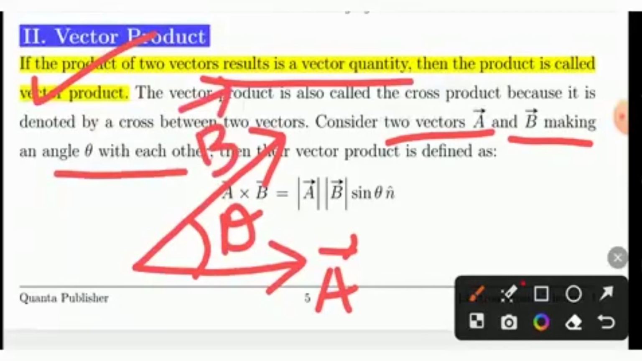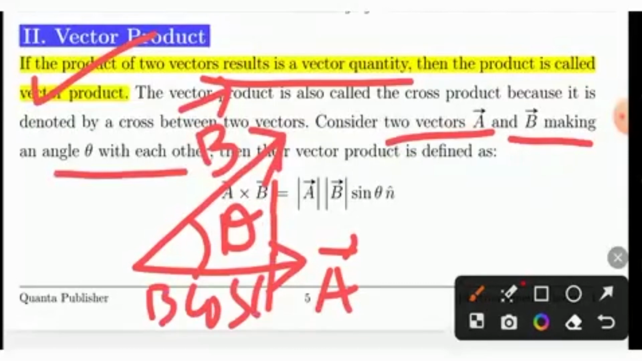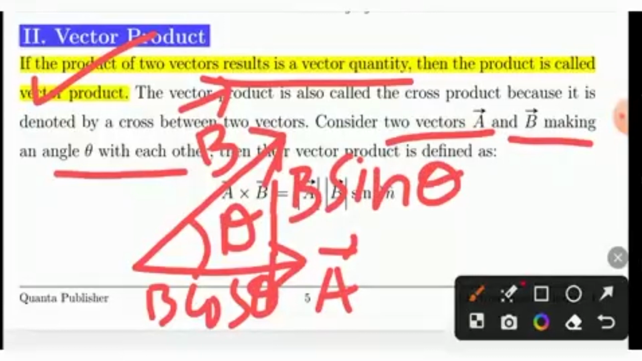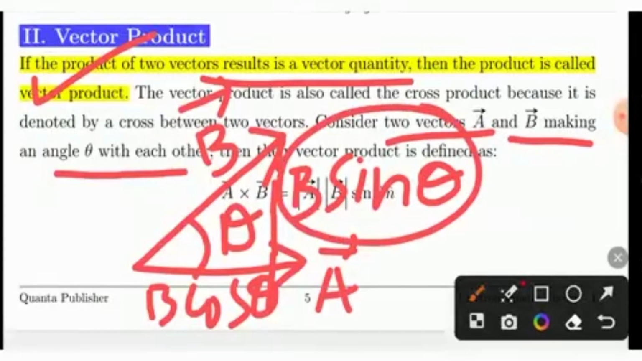Now if we want to resolve vector B into its perpendicular component, draw a perpendicular line over here, and we will get two components. One is B cos theta, and the second one here is B sin theta. In scalar product, this B cos theta will play an important role, but in vector product the component B sin theta will play an important role.